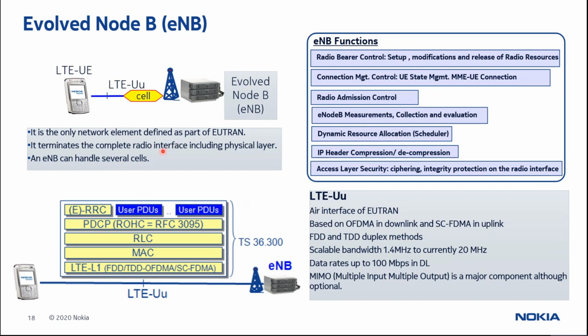But then the basic functionality, the basic need of such a network element is more or less similar when you compare with 2G, 3G. For example, eNode B is responsible for radio admission control. It is responsible for measurements collection and evaluation. There are so many functions that it does. One of the things that I would like to talk about here is the measurements. So what are measurements and why do we require measurements?